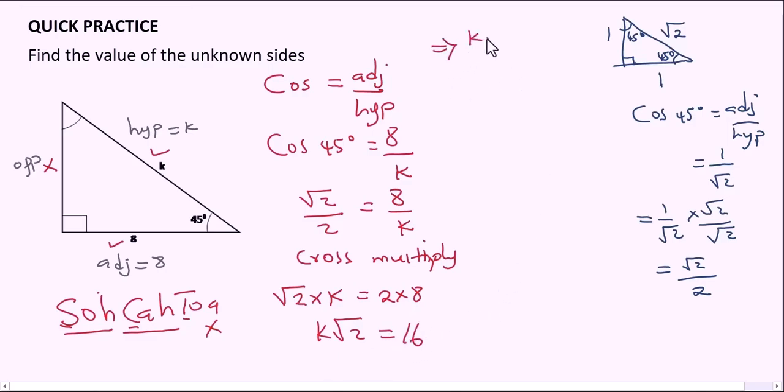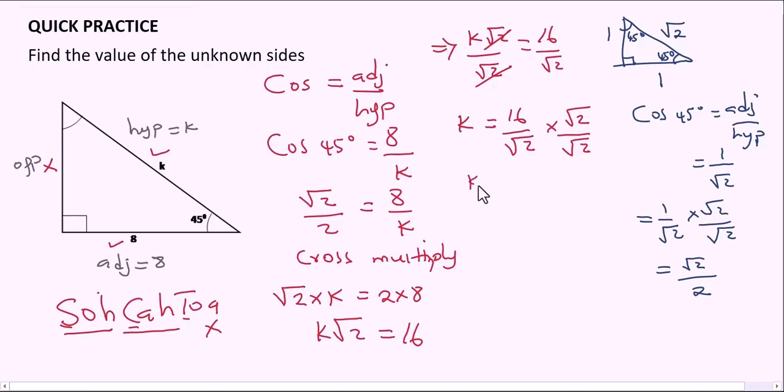So k root 2 over root 2, because that's the coefficient of our variable k, and then 16 over root 2. The root 2's can cancel out. Then k is equal to 16 over root 2. Now, because we have a root as denominator, we always need to rationalize. So root 2 over root 2. Like I said, if this is complex for you, check out the lesson on surds. It's very, very fundamental to you understanding this. Okay, so this is 16 root 2 over 2. So 2 over 2 is 1, and 2 into 16 is 8. So we are left with k is equal to 8 root 2.